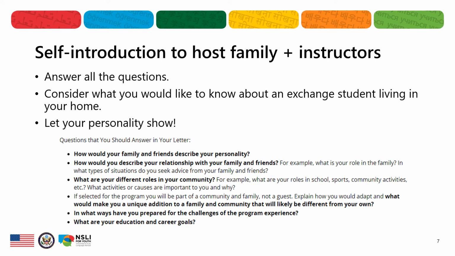Some suggestions for preparing a host family letter. Address all the bolded questions in your letter. Consider what you would want to know about a student living in your home. Think about the tone you are using to present yourself while showing your personality. Tell your story. Show elements of your personality and your interests that evaluators can't learn about you from other parts of your application.